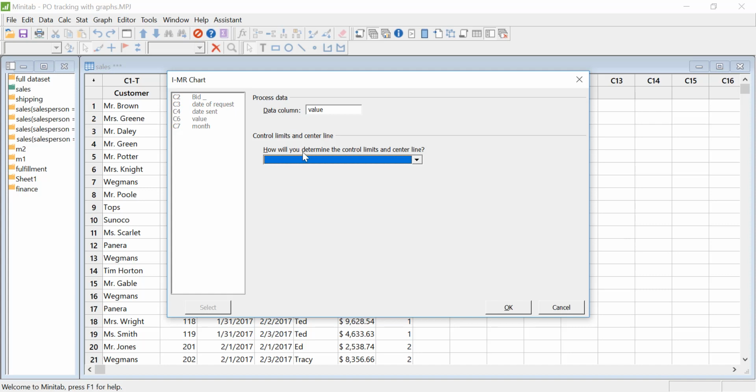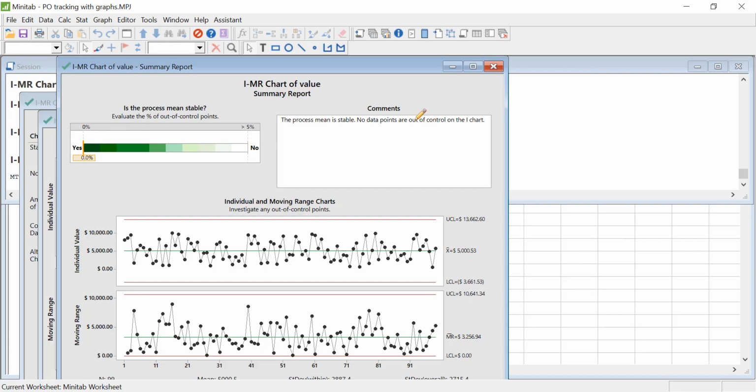It's going to want to know, how are you going to determine the control limits and center line? Your choices are estimate from the data or use known value. So we're going to estimate from the data. And it goes through, and now I have a summary report that says the process mean is stable. No data points are out of control. And now this is a time series chart of all the bids. And you can see just random variation. On average, our bids are about $5,000.